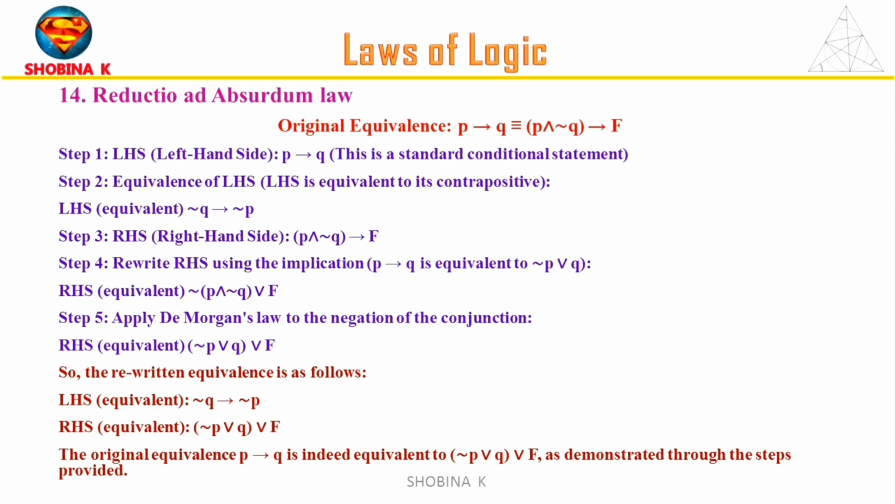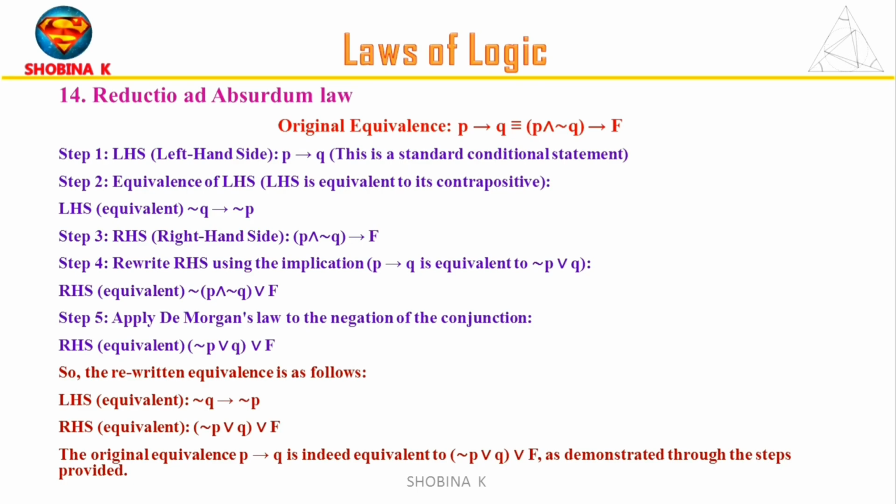P implies Q is defined as P and not Q implies false. Now let's prove the equivalence between the left hand side and right hand side of the given expression. Starting from the left hand side, there is P implies Q. This is the standard conditional statement, which is equivalent to its contrapositive. So P implies Q is equivalent to not Q implies not P.